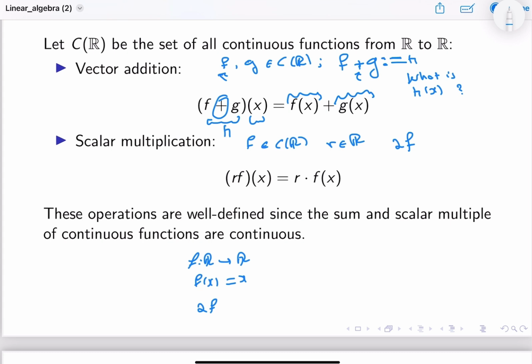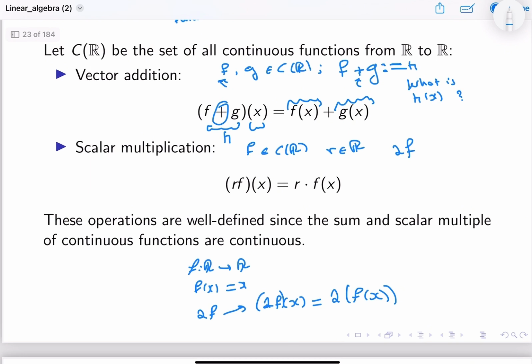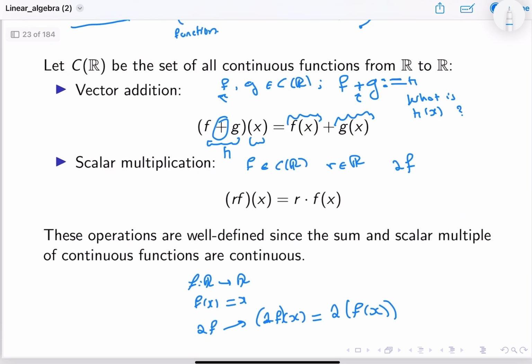For you to know what 2f is, you have to know what 2f evaluated at every x is. How would you define 2f as a function evaluated at x? Well, there's a trivial way of doing that, which is that you take 2 and you multiply it by f evaluated at x, right? So this is one way of defining what scalar multiplication is, or how you want scalar multiplication to be. So this is the general definition, right?